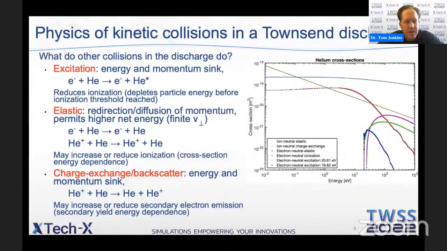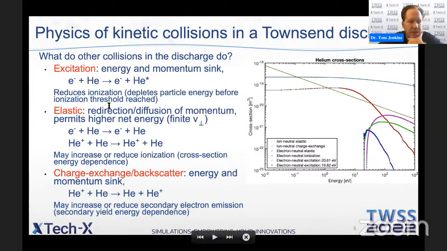So we can look at this in Vcim. I'm going to first talk briefly about collisions. What do the other collisions in this discharge do? So along with ionization, we might have excitation collisions where an electron comes and kicks one of the electrons in a neutral atom up to a higher state, but doesn't dislodge it all the way. This is essentially a sink of energy and momentum. And we expect that to reduce the overall ionization because we're taking energy out of the electrons before they get fast enough to be ionizing.